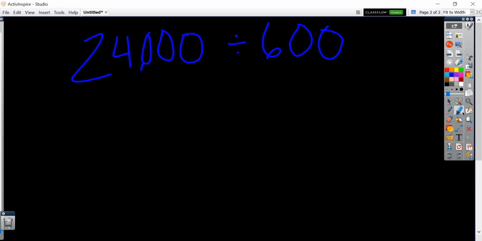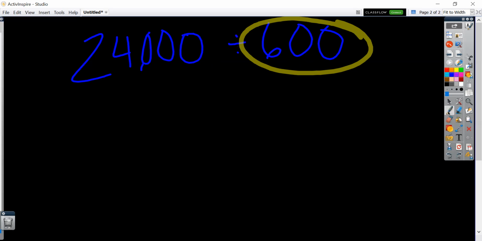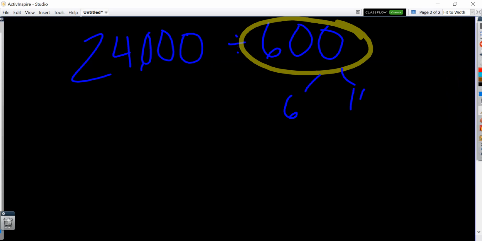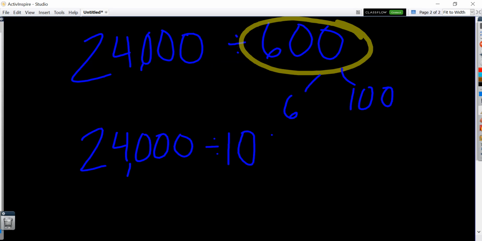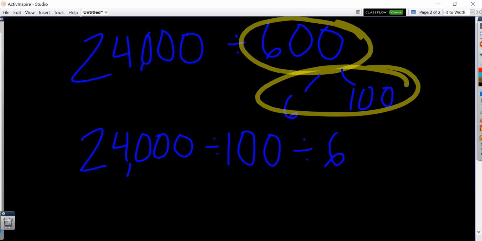And what we're going to do is we're going to change the 600. Well, 600 is how many groups of 100? Oh, come on, toolbox. Well, it's 6 groups of 100. So that means we can rewrite this sentence as 24,000 divided by 100 divided by 6. So we just rewrote this sentence by using the factor breakdown of 600. 6 and 100 make 600, so we're just doing it to make our lives easier.